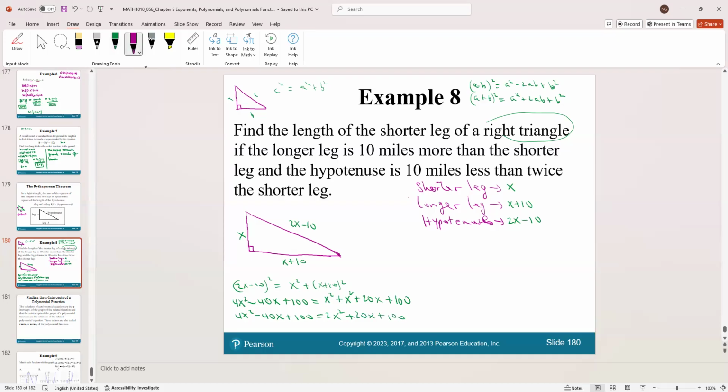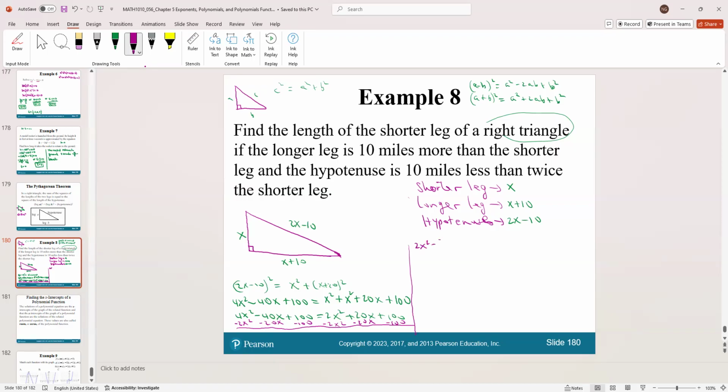What I can see here, if you try to bring all the terms to one side, you can do it one by one. For example, if I subtract 100 from both sides, if I subtract 20x from both sides, and if I subtract 2x squared from both sides, because I need to bring all the terms to one side and set the equation equal to 0. All right, let's see what we have left. 4x squared minus 2x squared, we have 2x squared left.